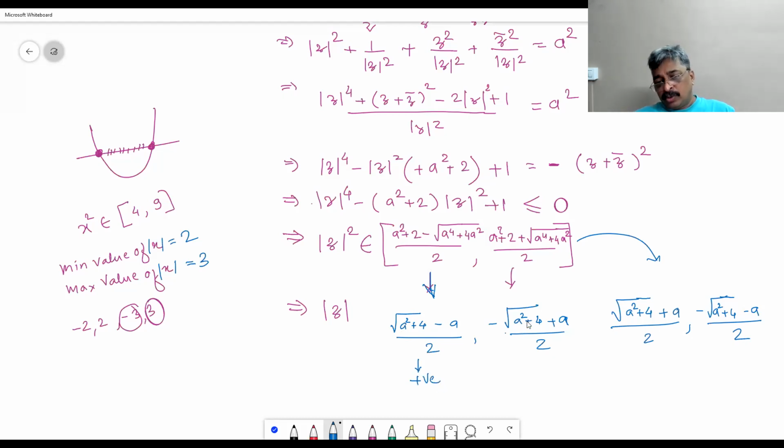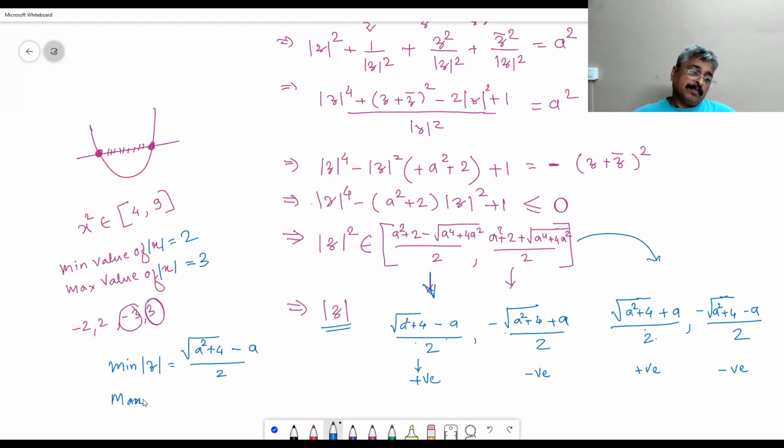Is this quantity positive? No, because the first quantity is bigger than a. Therefore, this quantity is negative. Is this quantity positive? Yes, this quantity is positive. Is this quantity negative? Yes, this quantity is negative. Therefore, we have two positive and we are discussing mod z. Therefore, the bigger amongst these two will be the maximum value and the smaller amongst these two will be the minimum. So, minimum of mod z is equal to radical a square plus 4 minus a upon 2. And maximum of mod z is equal to radical a square plus 4 plus a upon 2.